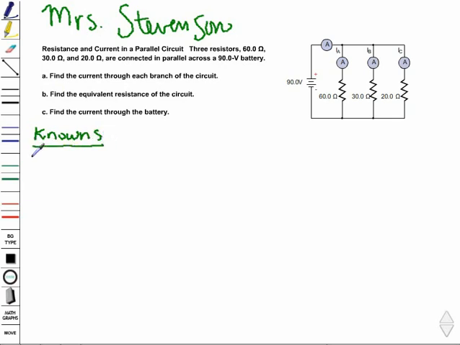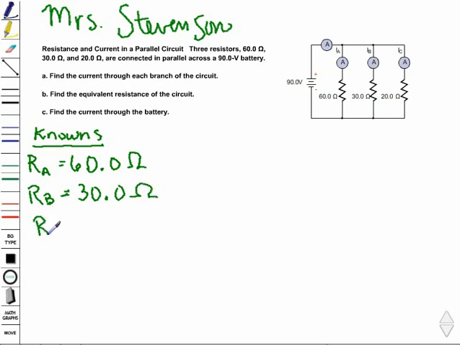Our knowns are that resistor A is 60 ohms. Resistor B is 30 ohms. Resistor C is 20 ohms. And the total voltage is 90 volts.